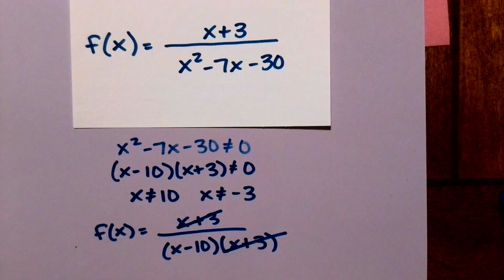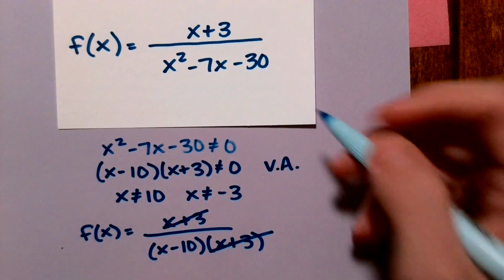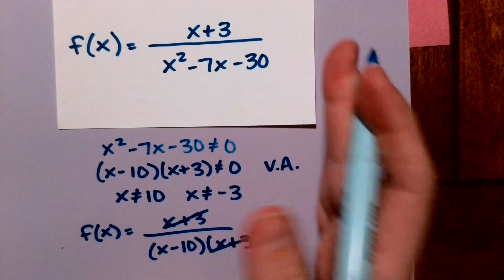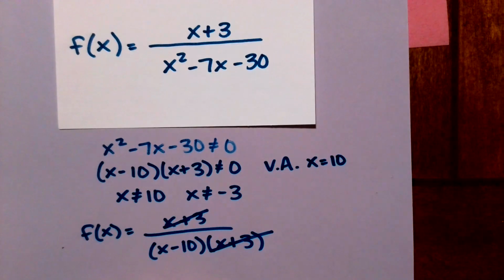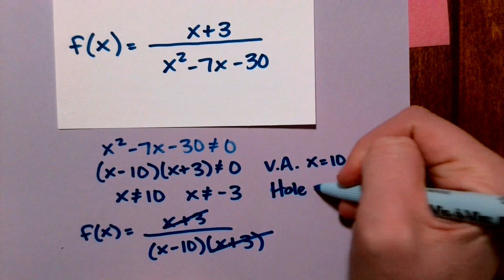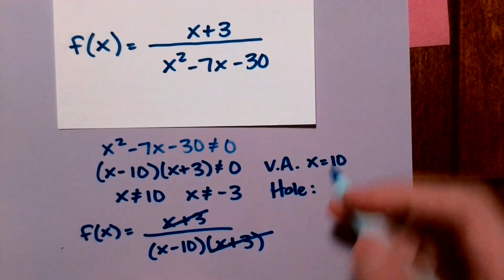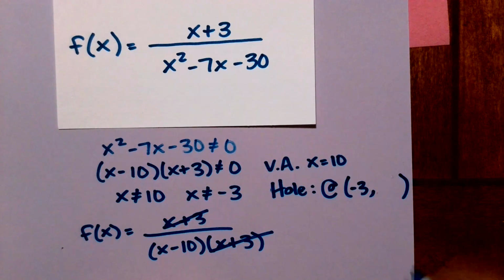Now we can go a step further from this. So for our vertical asymptote, we'll go ahead and give the equation for that vertical asymptote. Since it's a vertical line, we'll say x equals 10. So that's our vertical asymptote. For the hole, I do want a point. So we're saying that we have a hole at -3 as the x value, but we also want a y value of our hole because we are going to go on to graphing these.